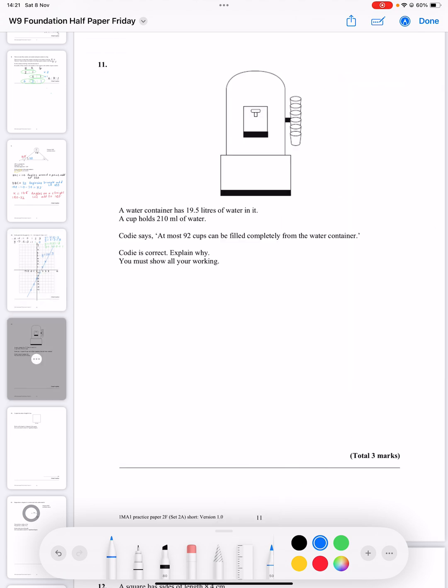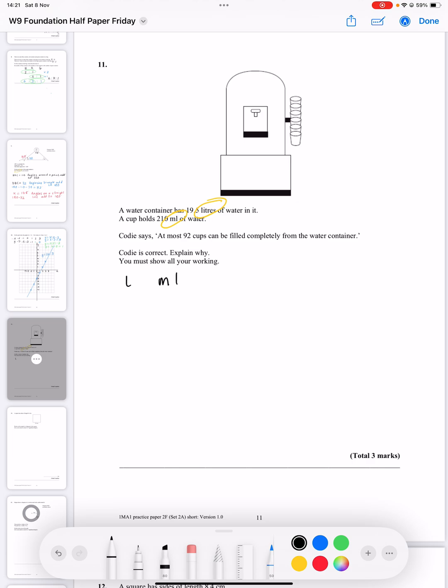Question 11. A water container has 19.5 litres of water in it. A cup holds 210 millilitres of water. Cody says at most 92 cups can be filled completely from the water container. Cody is correct, explain why. So I notice that we've got some inconsistent units. We've got litres and millilitres. So I'm going to deal with that first by writing down what I know.